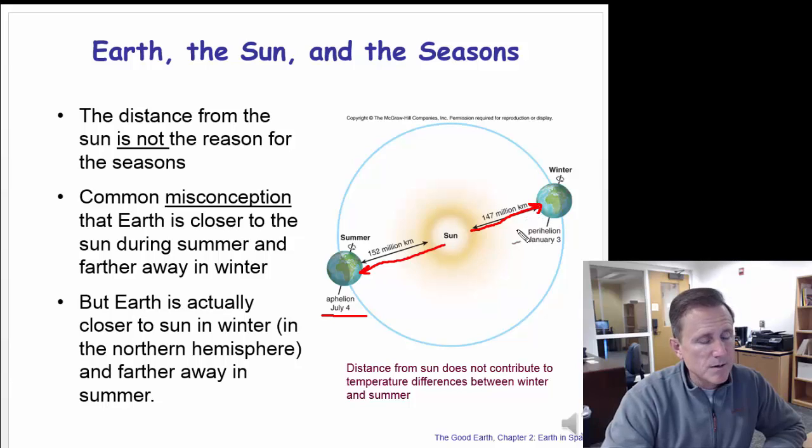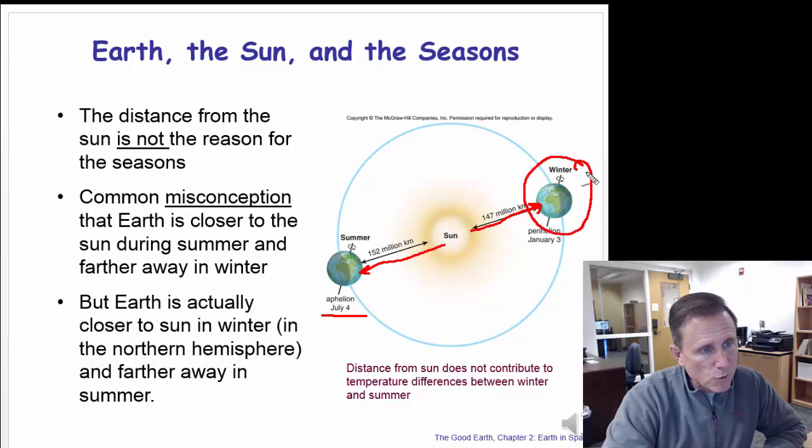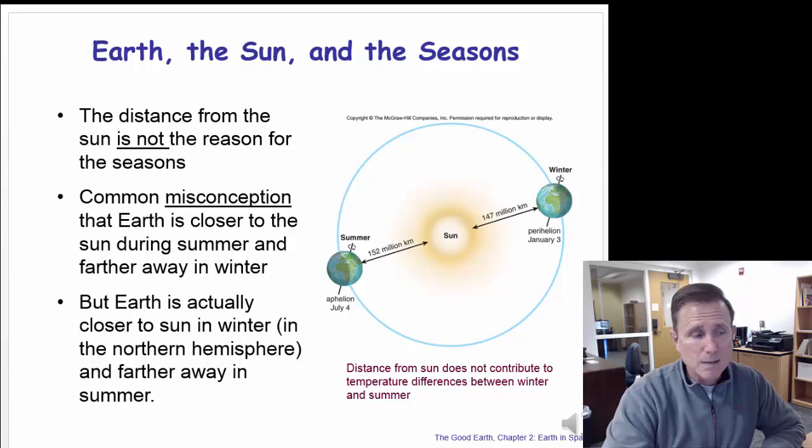So there is an aphelion and a perihelion for the sun and the earth, but there's also an aphelion and a perihelion for the earth and the moon. There's a point at which the moon is closest and a point at which the moon is furthest away. So all celestial bodies have this aphelion and perihelion.